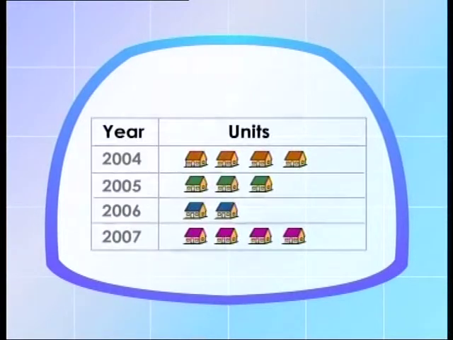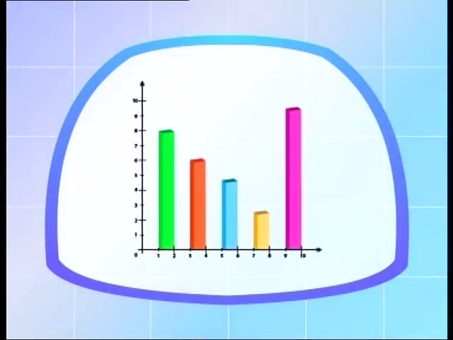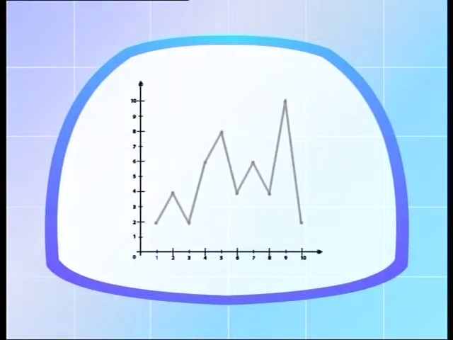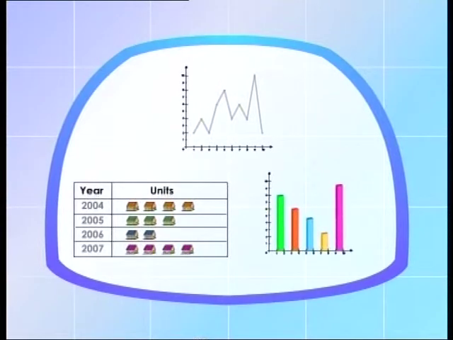In Form 2, you had learned how to use pictograms, bar charts, and line graphs to represent data in attractive and systematic ways so that information can be easily understood. In this lesson, you will learn another type of data representation known as the pie chart.